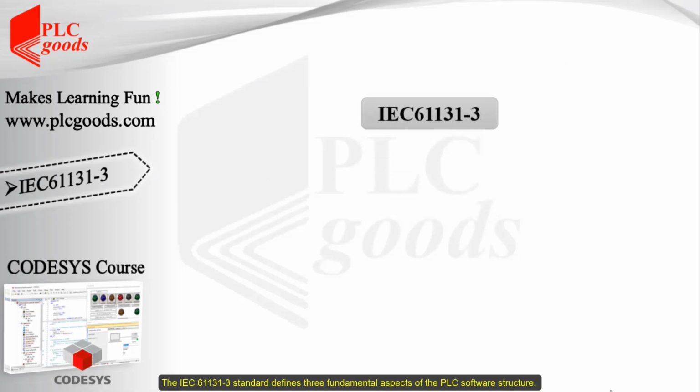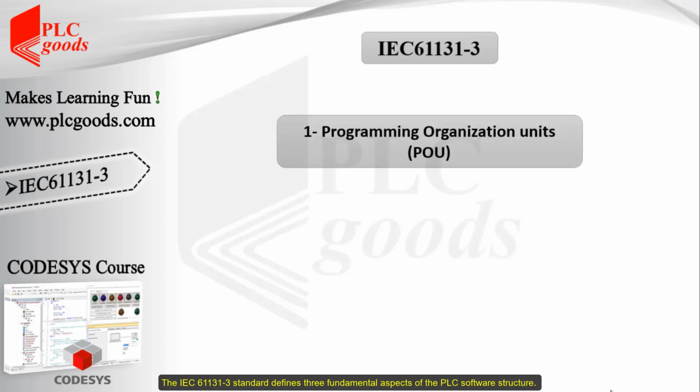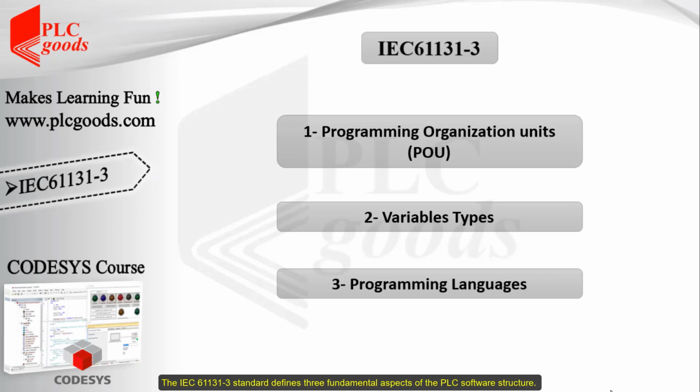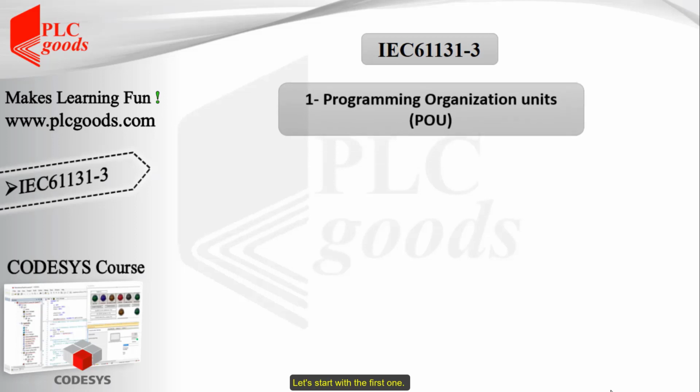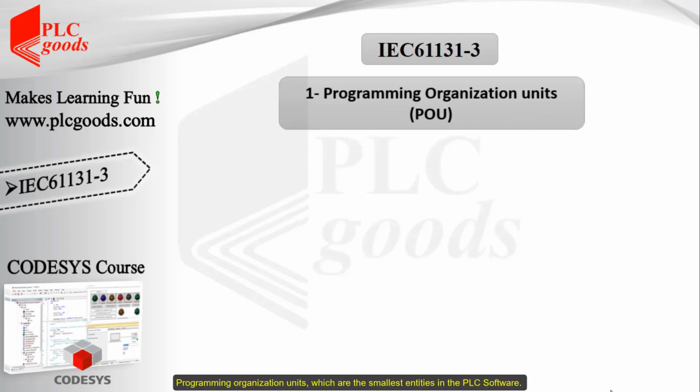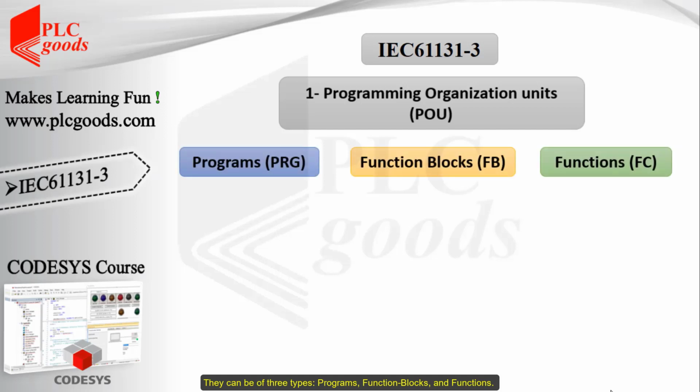The IEC 61131-3 standard defines three fundamental aspects of the PLC software structure. Let's start with the first one. Programming organization units, which are the smallest entities in the PLC software. They can be of three types: programs, function blocks, and functions.